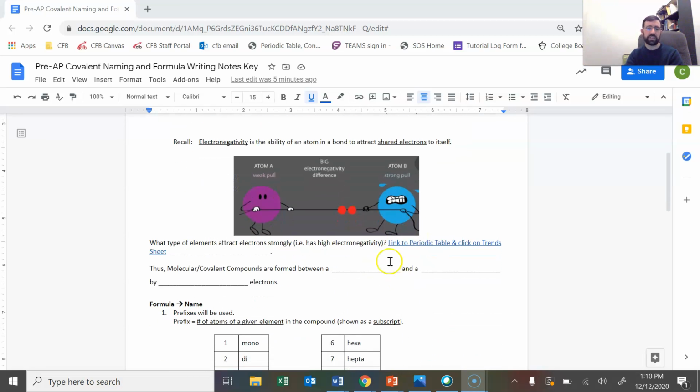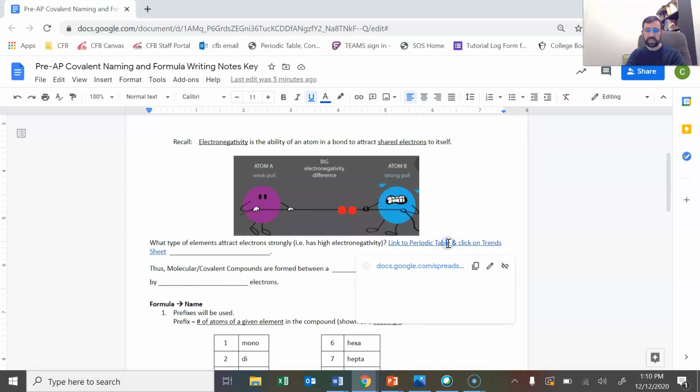Recall that electronegativity is the ability of an atom in a bond to attract shared electrons to itself. So if you look at this diagram, atom B has a higher electronegativity because it has a stronger ability to pull the electrons towards itself. But atom A has lower electronegativity. It doesn't have as strong of an ability to pull electrons towards itself.